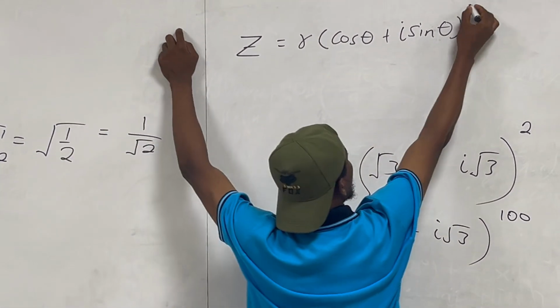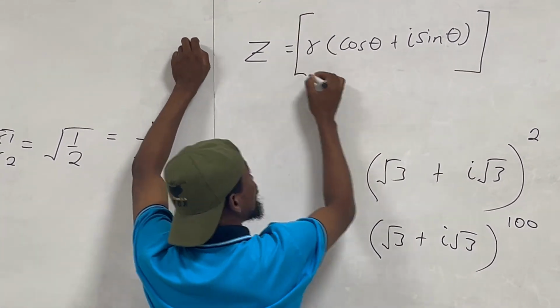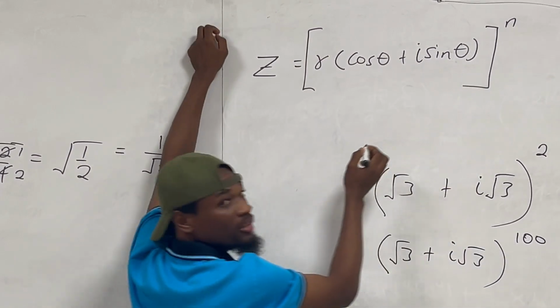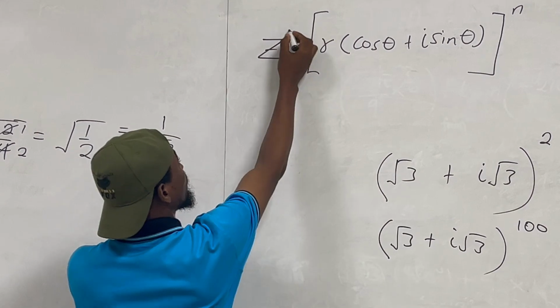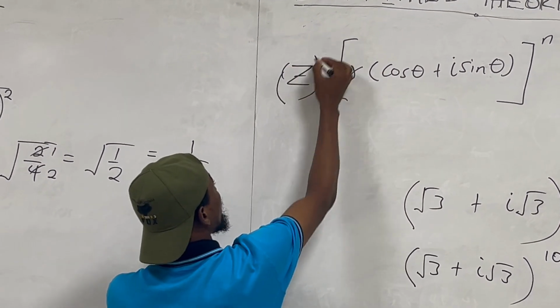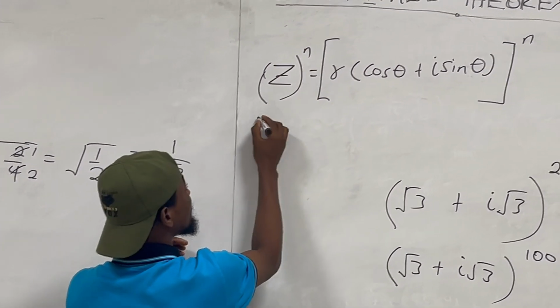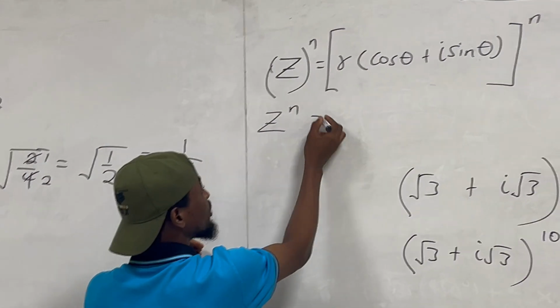So if I have it this way, raising the whole of this to a certain power n, what you do to the left hand side, you do the same to the right hand side. I'll raise this to a power of n. So this becomes z to the power n, which is equal to.